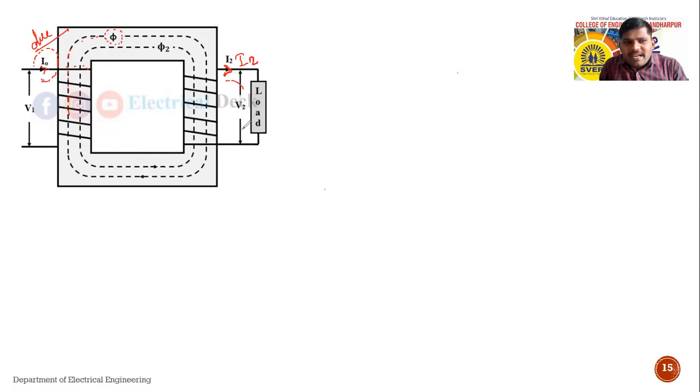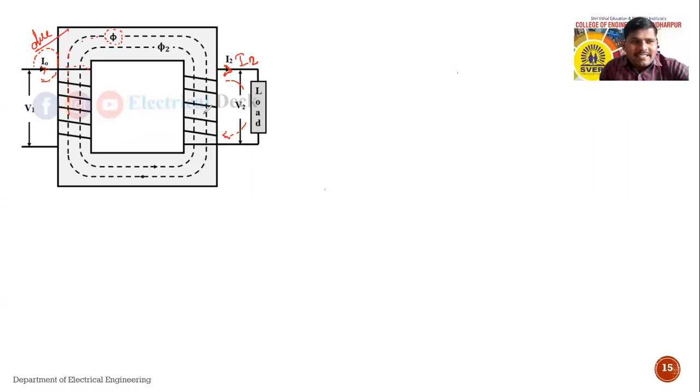See, when this current I2 flows from the secondary winding, it will produce some flux, right? When this current produces some flux, this produced flux is in the opposite direction to that of the main flux. Consider what I am saying.